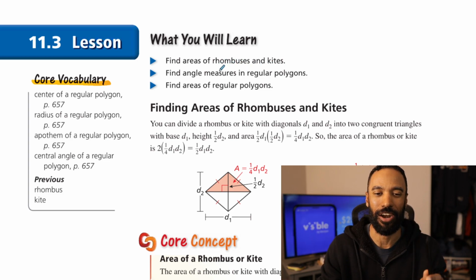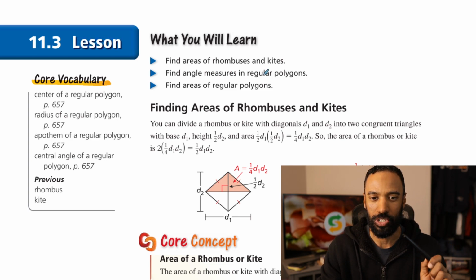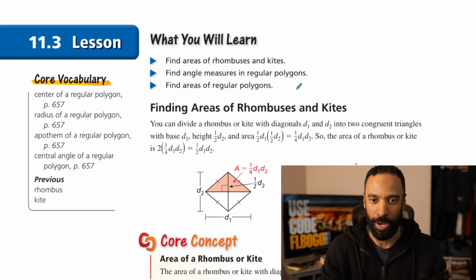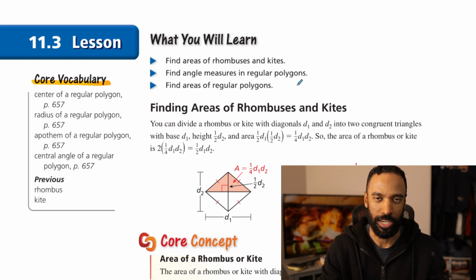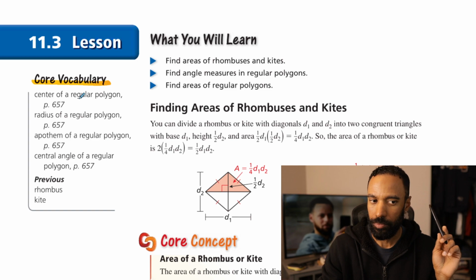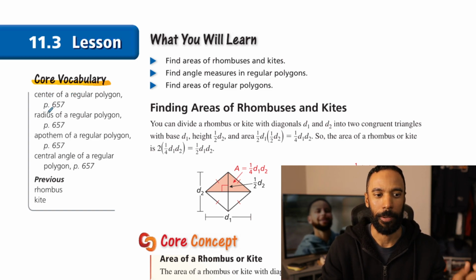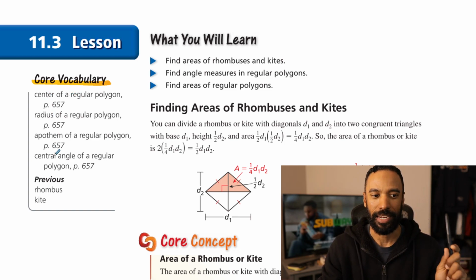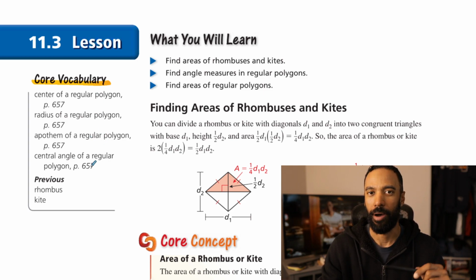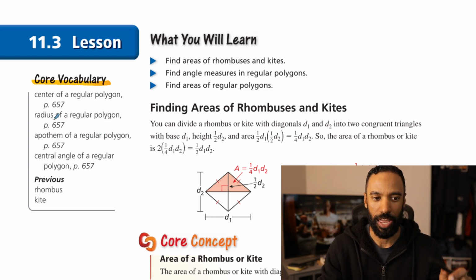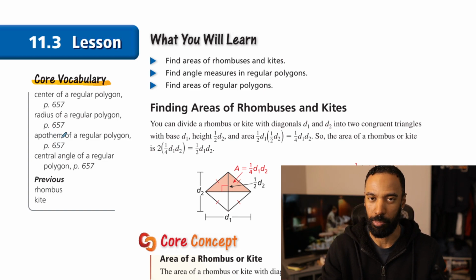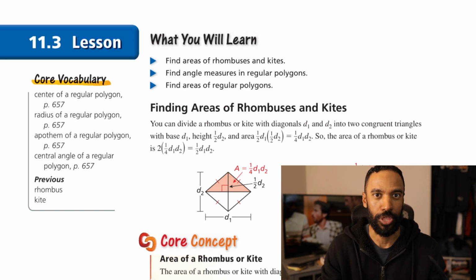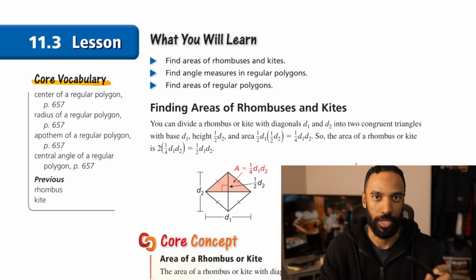We're going to find areas of rhombuses and kites. We're going to find angle measures in regular polygons and find areas of regular polygons. This stuff requires that you know some of the trig and 30, 60, 90 triangles, 45, 45, 90 triangles. New core vocabulary: center, radius, apothem, and central angle of a regular polygon. We've heard of center, radius, and central angle of a circle. Regular polygons also have those. Apothem is a brand new word for us. We don't say apothem. We say apothem.